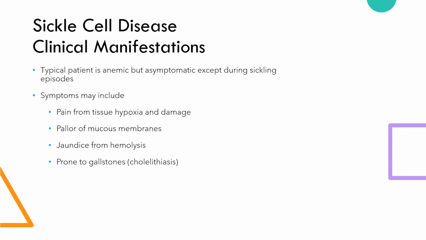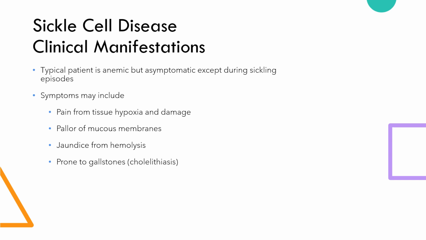The effects of SCD vary from person to person. It's individualized. The severity may be due to genetic variants. Many people with sickle cell anemia are in fairly good health most of the time. However, they may have chronic health problems and pain from organ tissue hypoxia and damage. The typical patient is anemic but asymptomatic except during sickling episodes.